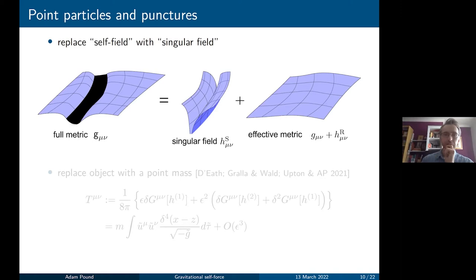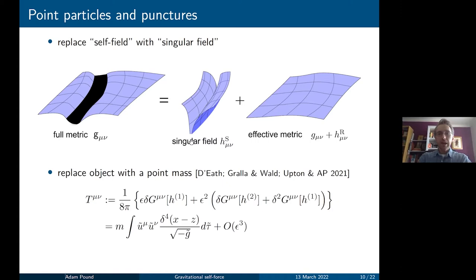Okay. So the idea is when I do this extension, I'm not changing the self field in the buffer region or further out, and I'm not changing the effective metric at all. So I'm not changing the physics in the external universe. I'm just changing the physics right near this little region here by getting rid of the body and replacing it with a singularity.